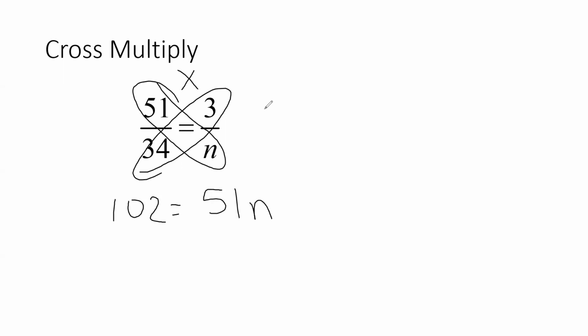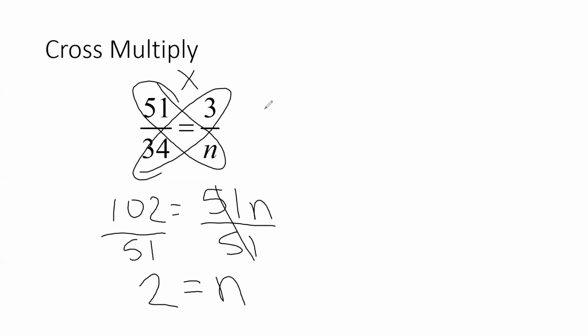We need to solve for n, get it by itself. So divide both sides by 51, because when a number and a letter are connected, that's multiplication. So opposite is division. So 102 divided by 51 is 2 equals n. So that is how we work out the problem.